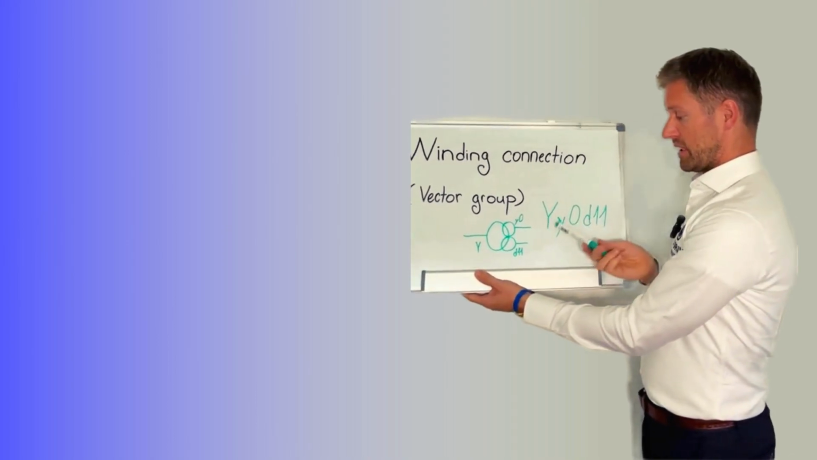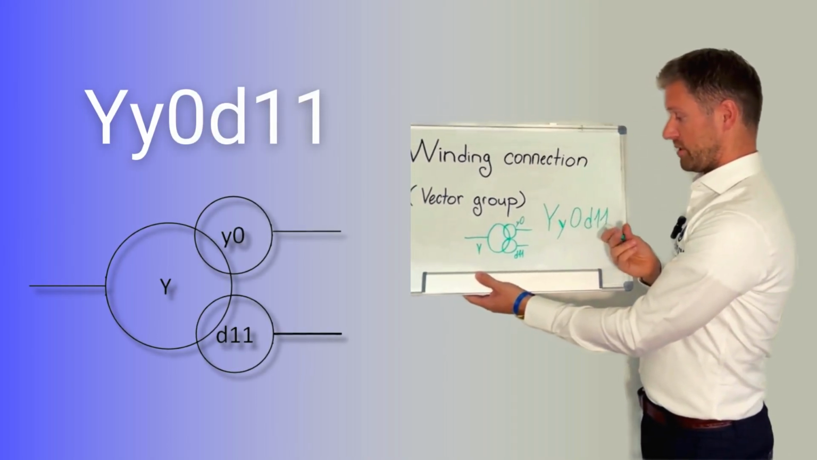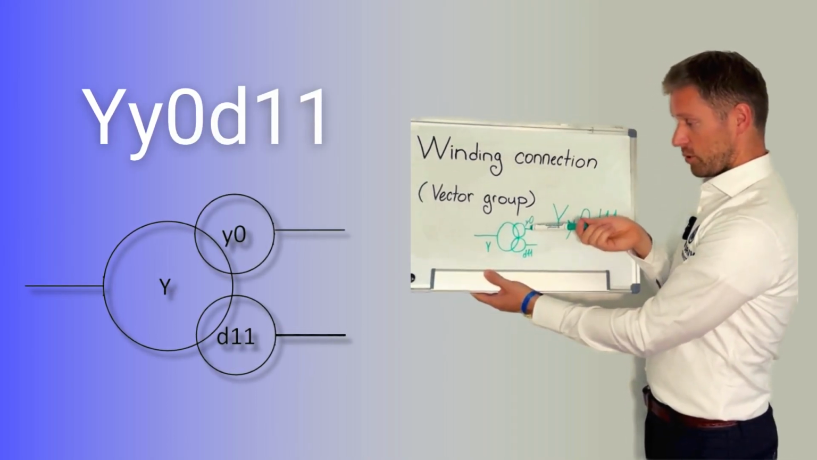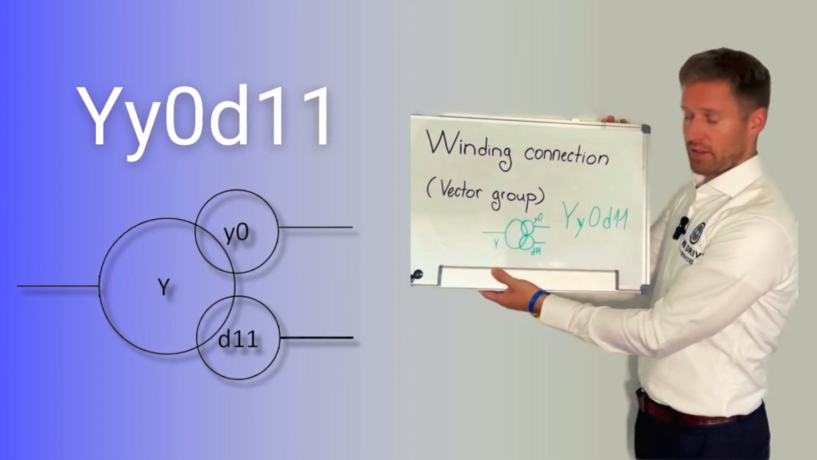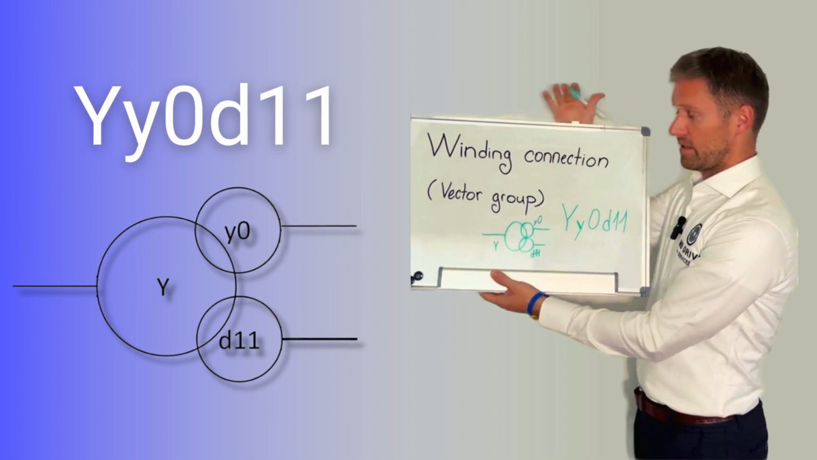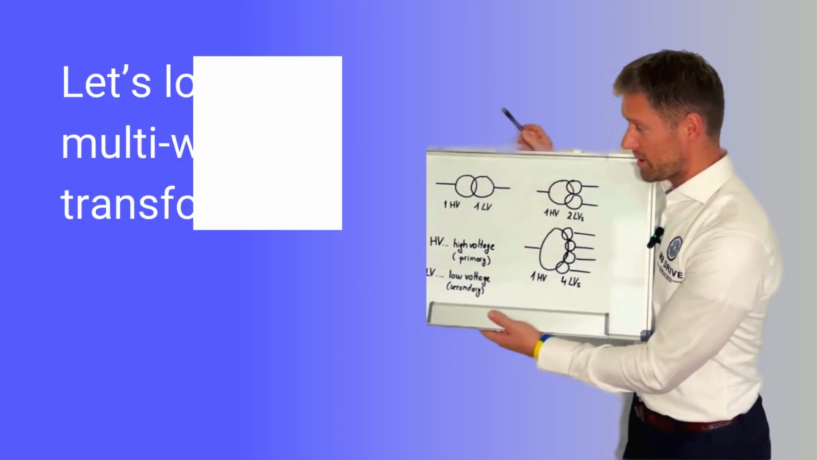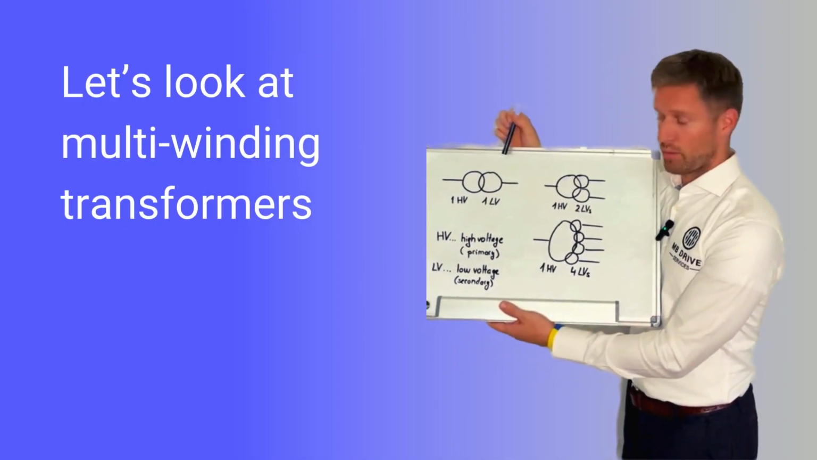So here you see an example, YY0D11, for a 12-pulse transformer with 2 secondary windings, and the goal is to understand this and similar notations. Let's look at the multi-winding transformers.